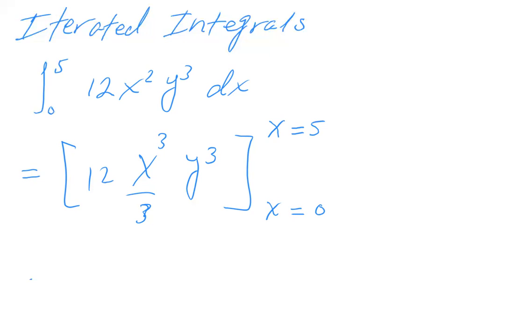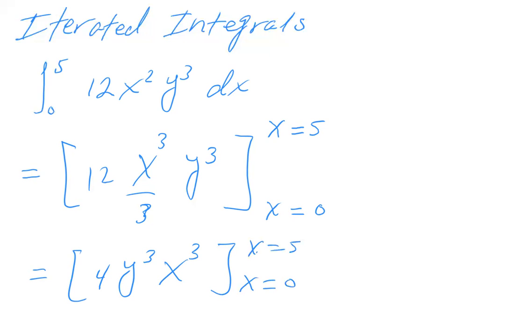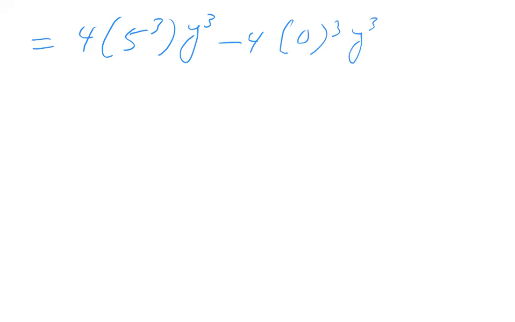So if I simplify this, I get 4y cubed x cubed, and that's going to be x from 0 to 5. And so let me go ahead and go to the next page. That's going to equal 4 times 5 cubed y cubed minus 4 times 0 cubed y cubed. And of course, 5 cubed is 125, times 4 is 500. And so I have 500y cubed.